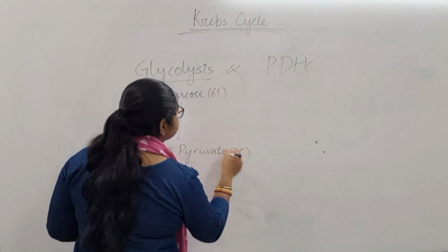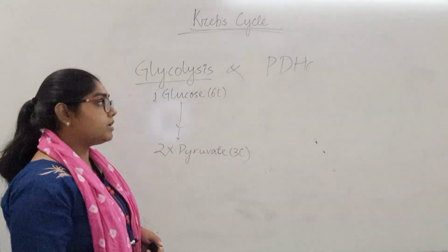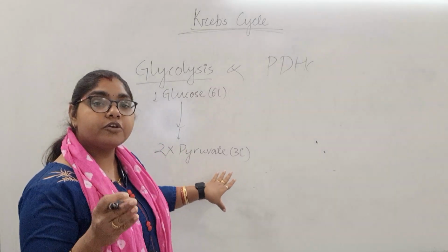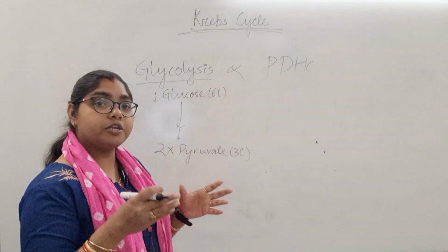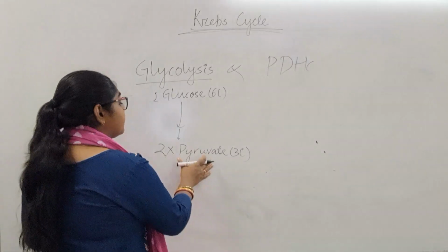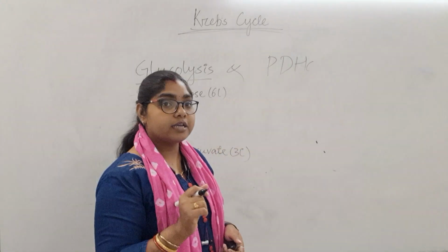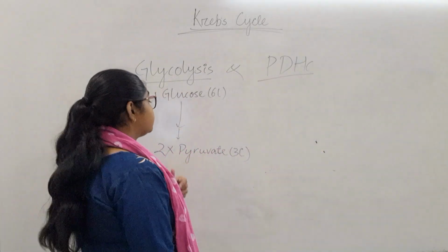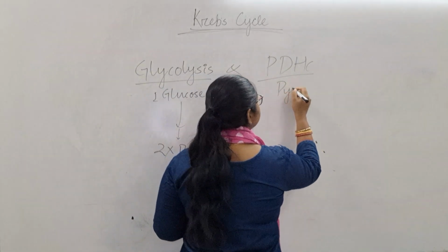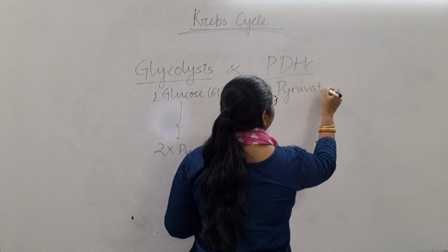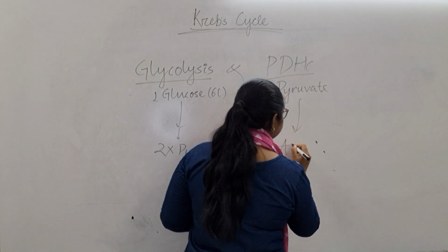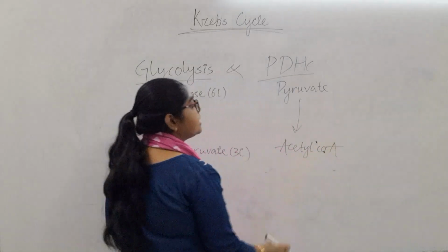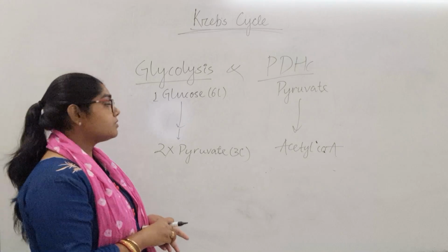In glycolysis, glucose breaks down to produce pyruvate, and this pyruvate cannot directly enter into the Krebs cycle, where it has to produce ATP. That's why in the pyruvate dehydrogenase complex, this pyruvate converts to acetyl coenzyme, which can directly enter the Krebs cycle.